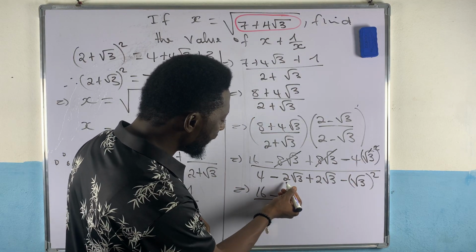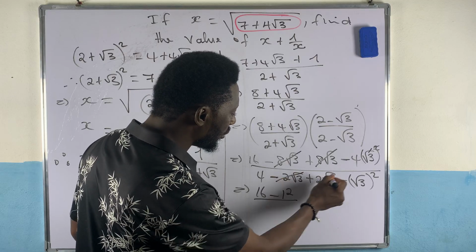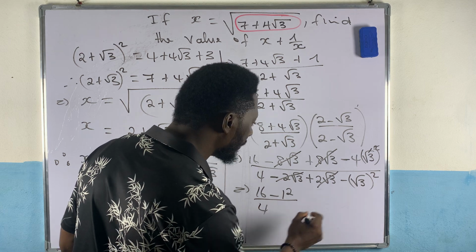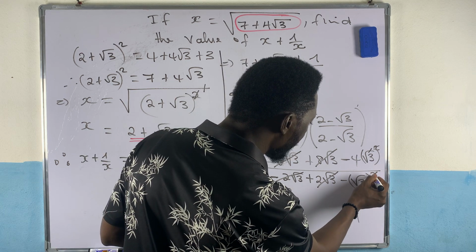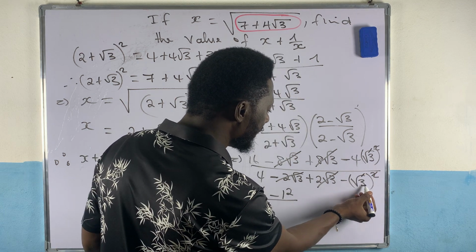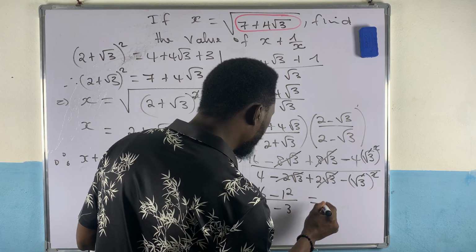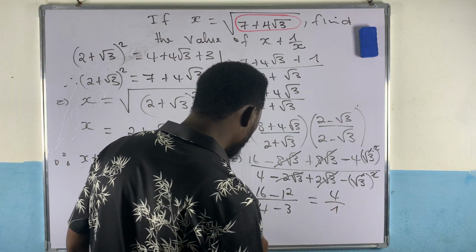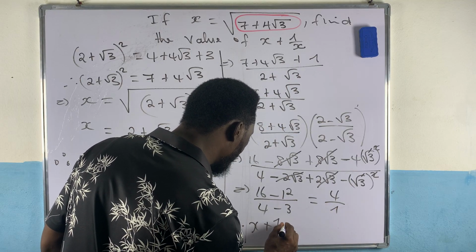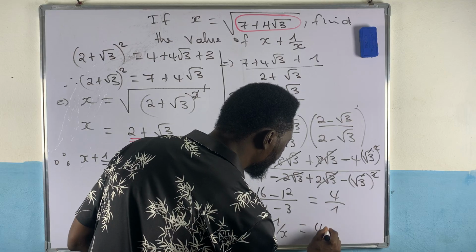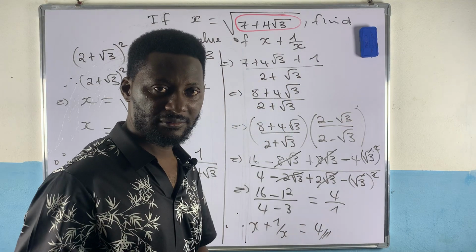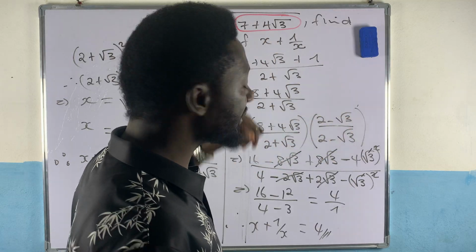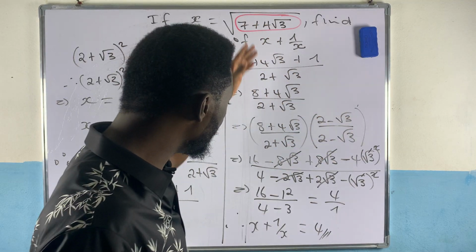All over negative 2 root 3 plus 2 root 3, they also cancel out. So below here, I have 4 and the square and the square root, they cancel out. So here will be negative 3. So this is actually 16 plus 12 divided by 4 minus 3, which is 1. So therefore, my x plus 1 all over x is actually 4. So that is the answer. So you can always apply these nested radicals correctly by following this principle.